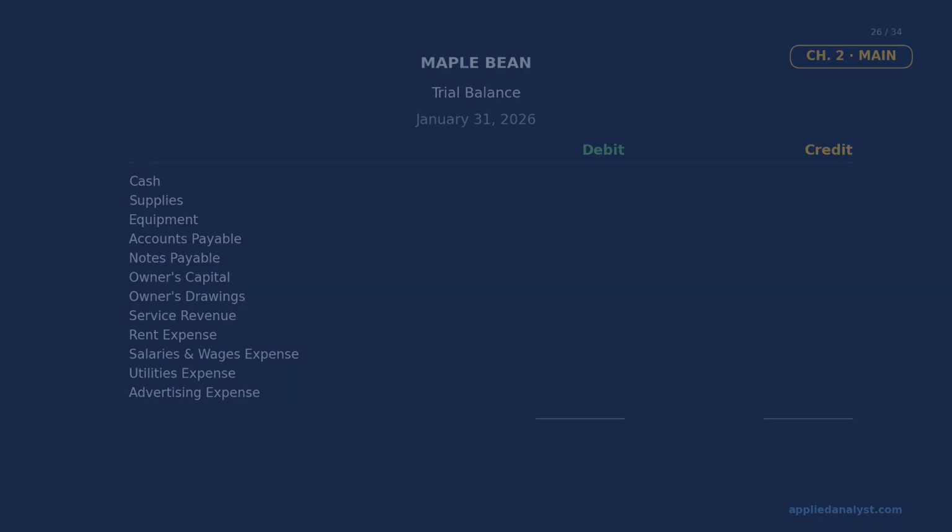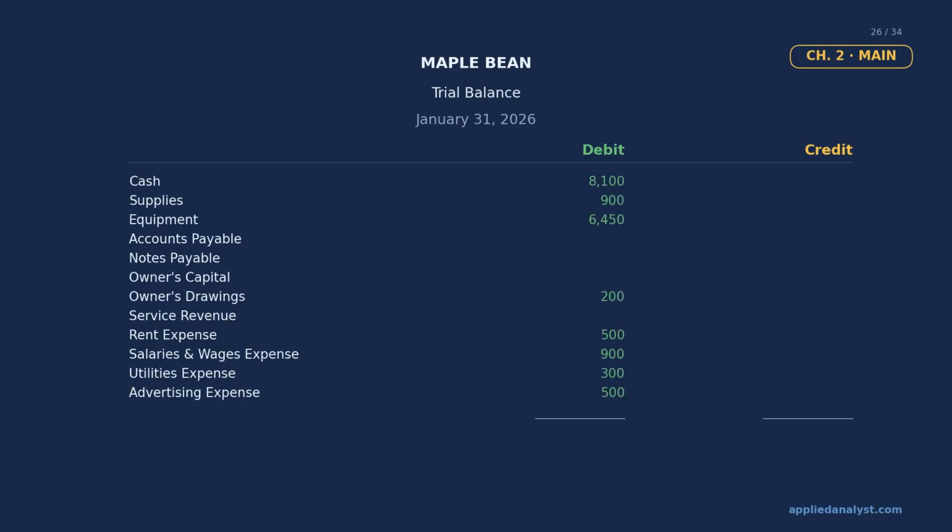Accounting records events. The inspection is called the trial balance, a list of every account and its balance at one moment, debits in one column, credits in the other, built straight from the 13 entries you wrote. Debit column, cash $8,100, supplies $900, equipment $6,450, drawings $200, rent expense $500, wages $900, utilities $300, advertising $500, the $100 you paid plus the $400 bill. Total debits, $17,850. Credit column, accounts payable $850, notes payable $1,000, capital $10,000, service revenue $6,000. Total credits, $17,850, a perfect match.